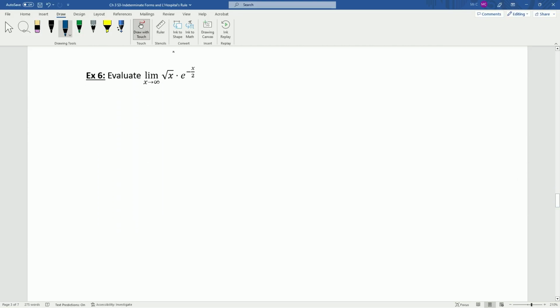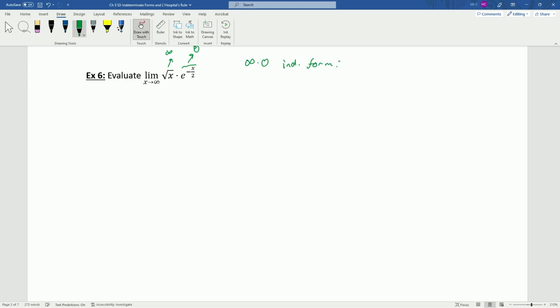So let's take a look here. When x goes to infinity, the square root of x is approaching infinity. Now for e to the negative x over 2, the numerator will be approaching negative infinity. That means the whole thing is approaching 0. When our numerator approaches negative infinity, e to that power approaches 0. So this is infinity times 0 indeterminate form.